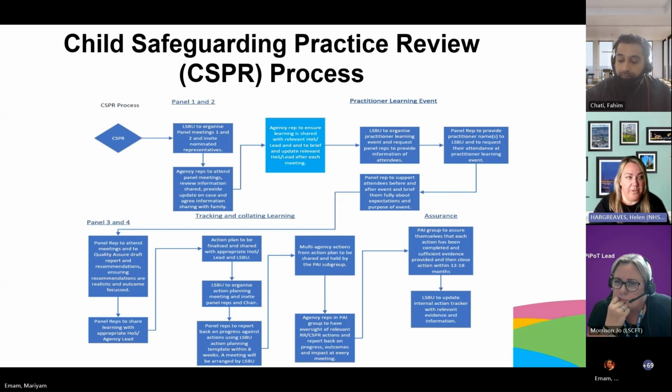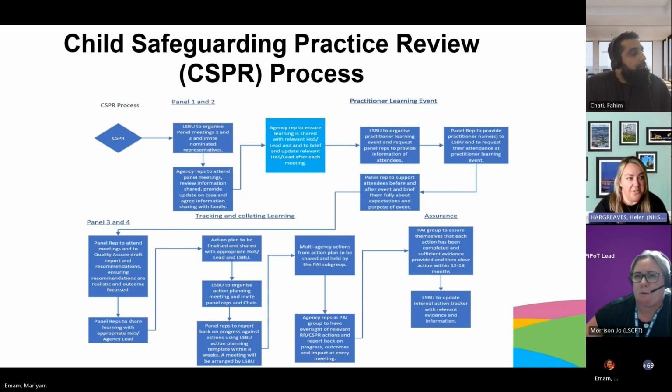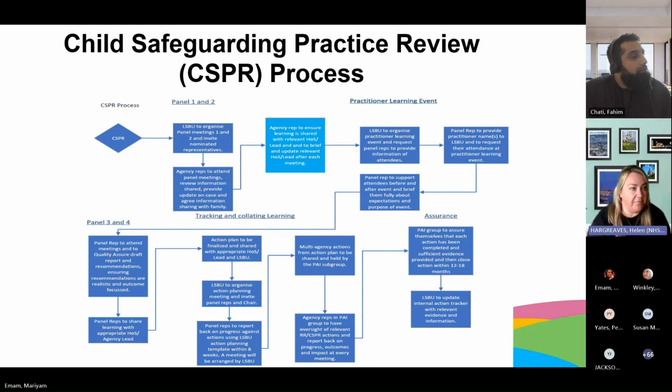It is important that all reviews should reflect both the child's perspective and the family context. The first panel meeting provides an opportunity for the lead reviewer to discuss the single agency chronologies, developing and agreeing key lines of inquiry with the panel. Agency representatives then have the opportunity to share information, providing updates on the case and informing each agency of any changes or learning already made and implemented into practice. It is expected that once the key lines of inquiry are agreed, agencies will then begin writing their individual reports in preparation for the second panel meeting.